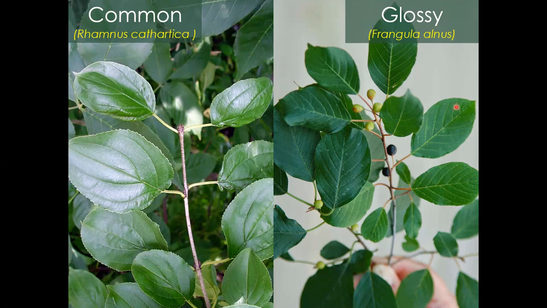And when we look at those arching veins, we'll notice that glossy buckthorn will have many more pairs. So sometimes 8 or 9 pairs of those arching veins, where common will only have 3 to 5. So that's one way to distinguish the difference between these two species.